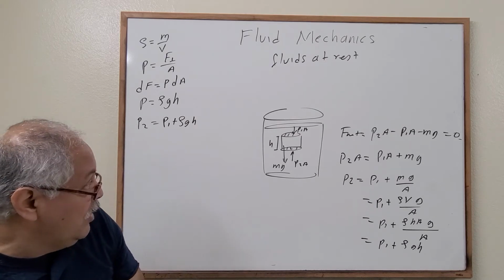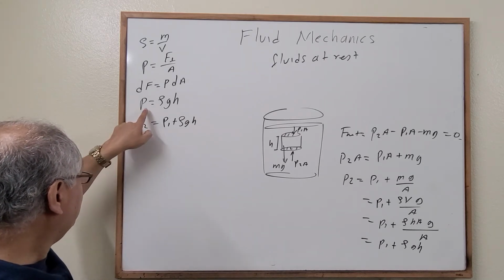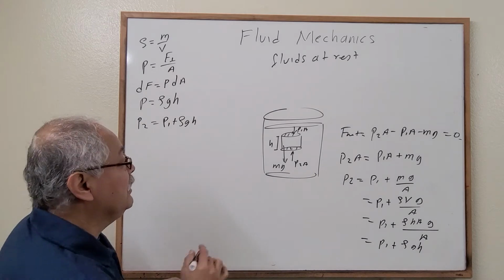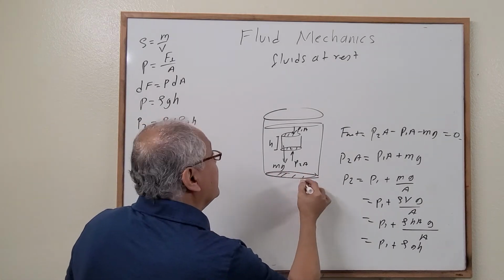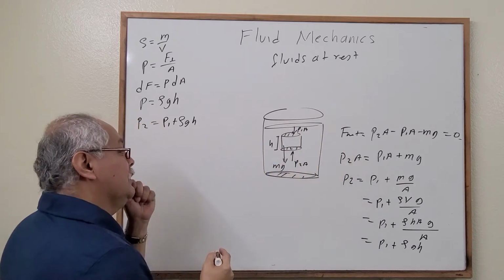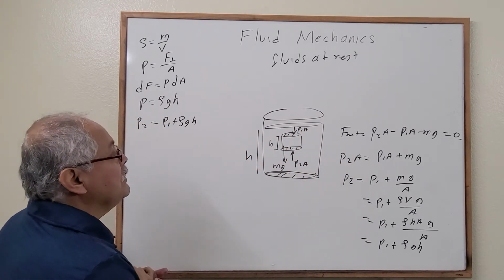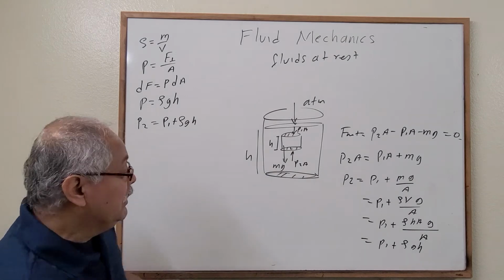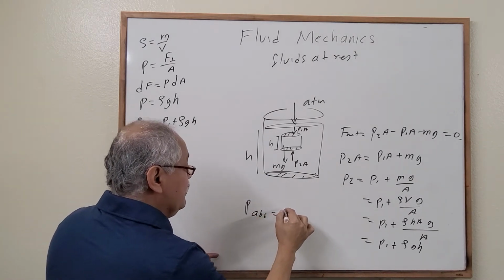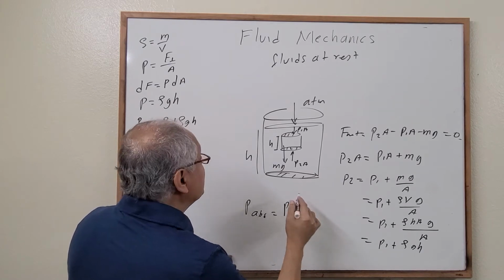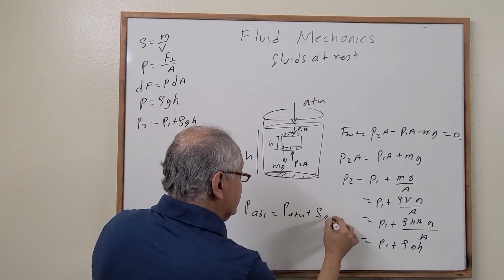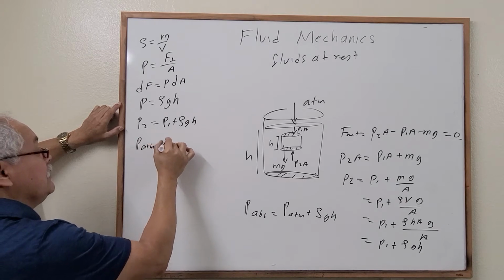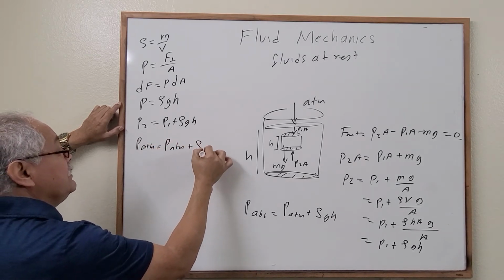Perfect. Also, we found before the gauge pressure, remember? We found the pressure on the bottom because of this amount of water, at depth h. Now what happens if we add the atmospheric pressure? In that case, we create the absolute pressure. The absolute pressure, P absolute, equals the atmospheric pressure plus the gauge pressure, which is density g h. So P absolute equals 1 atm plus density g h.